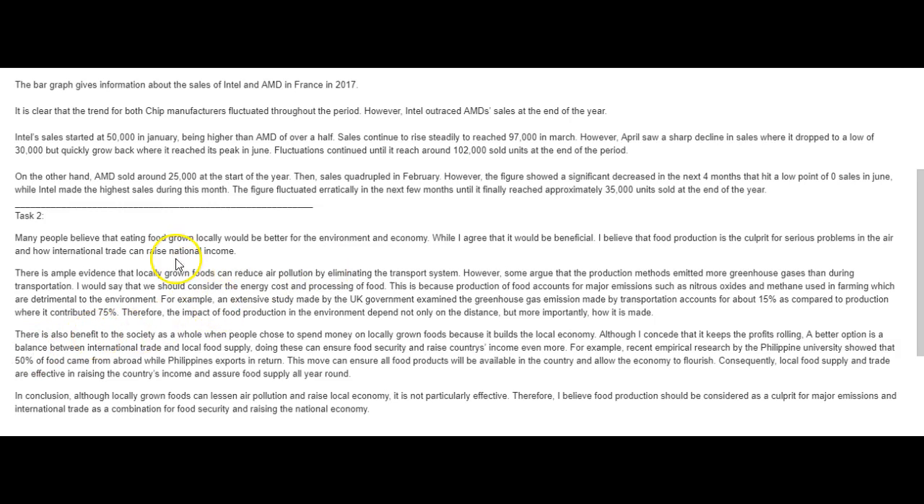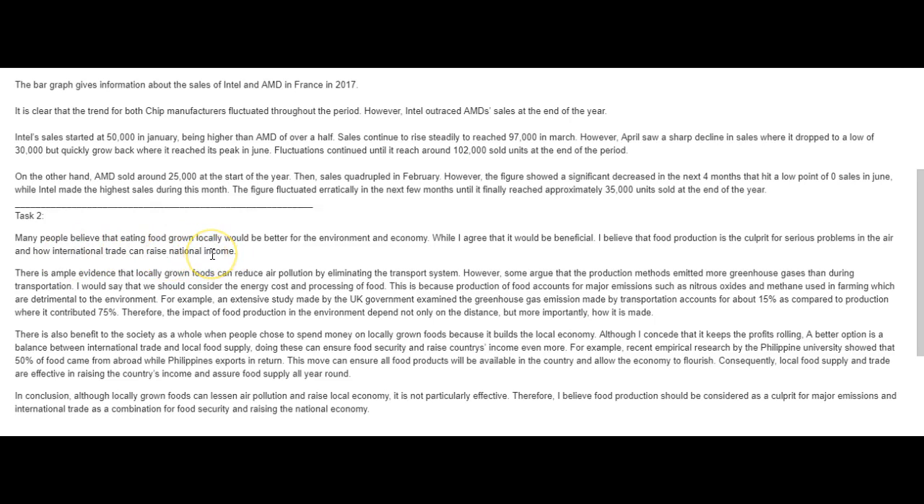This is the one about local food and if it's better for the economy and environment if we eat local food only. Let's see what you said. Okay, many people believe that eating food grown locally would be better for the environment and economy. While I agree that it would be beneficial, I believe that food production is a culprit for serious problems in the air and how international trade can raise national income.